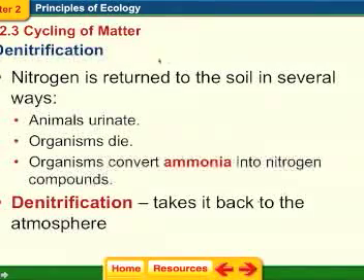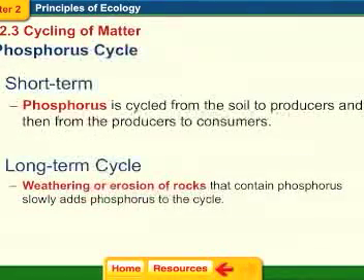And that happens after animals pee it out, organisms die, organisms convert ammonia into nitrogen compounds, and then you get denitrification, going back into the atmosphere. So nitrogen fixation, taking it out of the atmosphere, denitrification, putting it back into the atmosphere. Keep those straight. Last one, phosphorus.